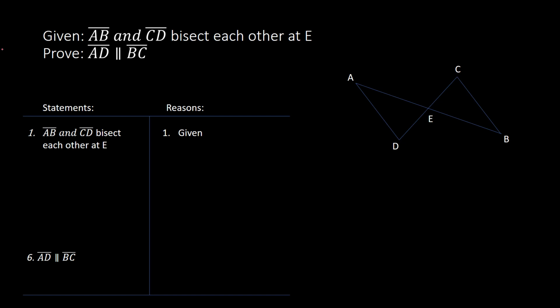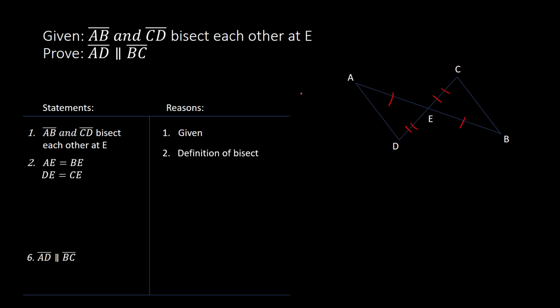And we are told AB and CD bisect each other. Looking at our definition of bisect, we can conclude that if AB and CD bisect each other, then AE and EB are the same length, and then ED and CE would be the same length, because they're being bisected, they're being cut in half. So based off our definition, we can say those two things. So the reason for this one is going to be because of our definition of bisect.